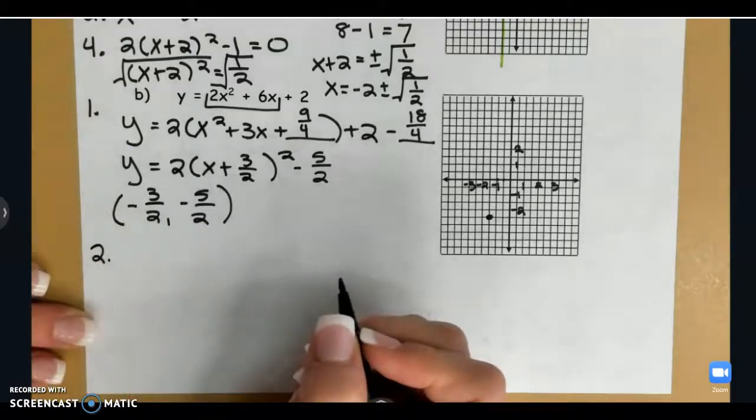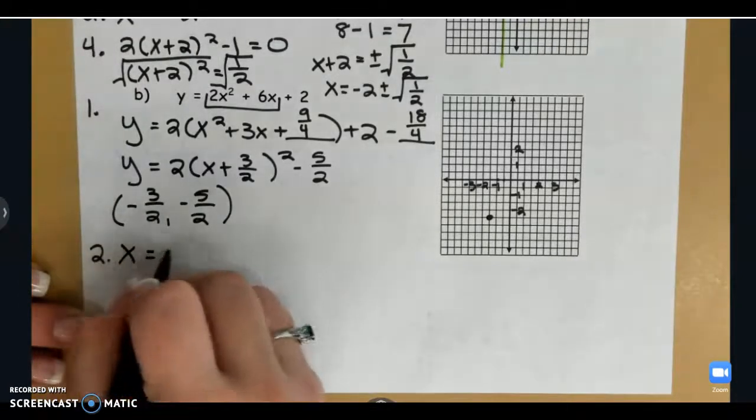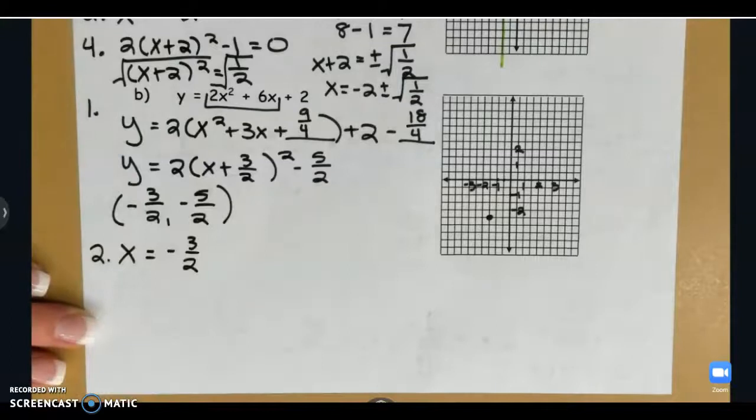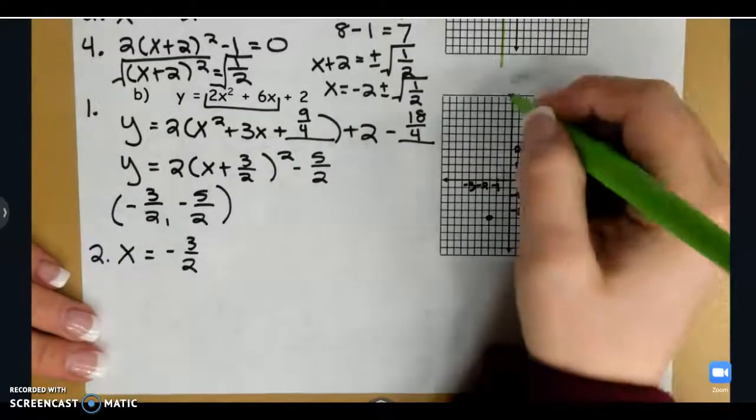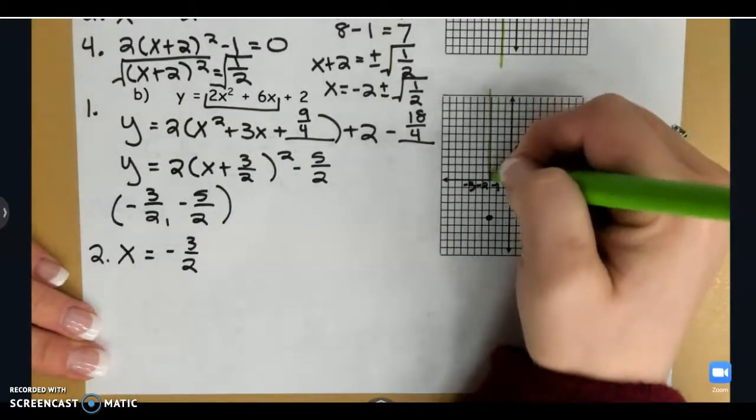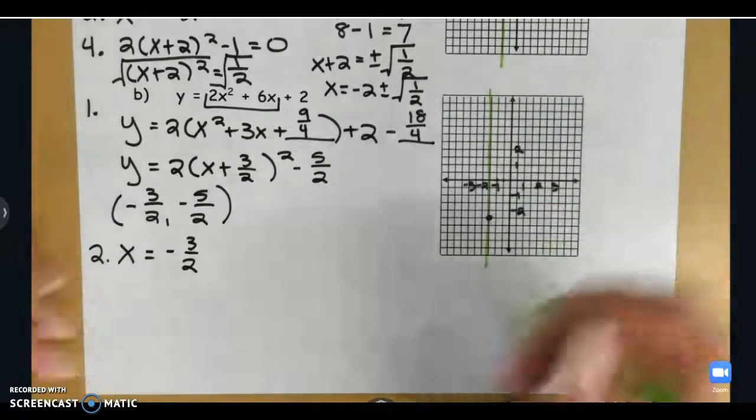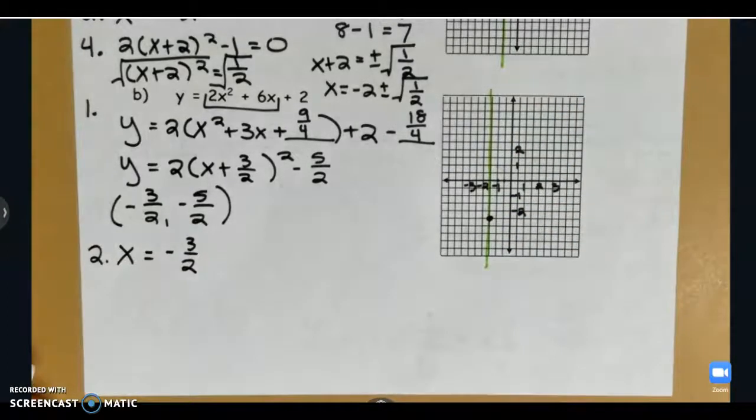Now step 2, we find our axis of symmetry, and that's where x is equal to h. So that's going to be -3 over 2. So there's our axis of symmetry.